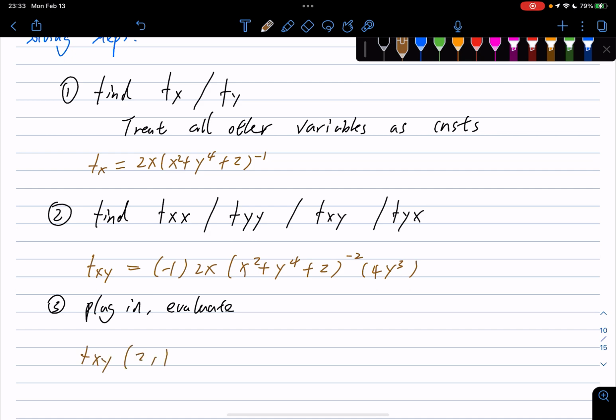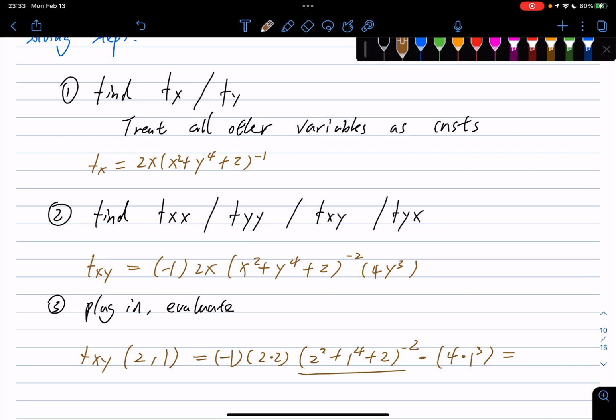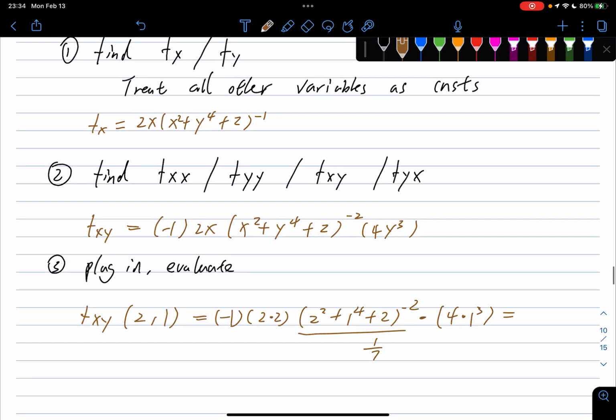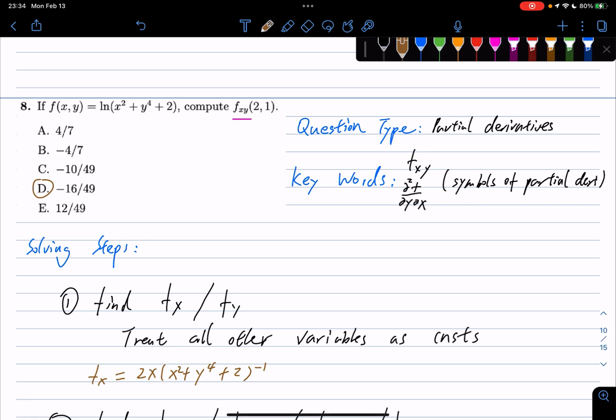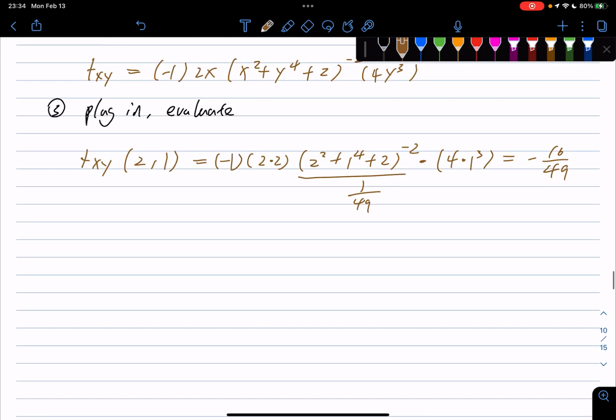f_xy at (2, 1), that's the point of interest from the problem, equals negative 1 times 2 times 2 times (2 squared plus 1 to the fourth plus 2) to the minus 2 power, times 4 times 1 cubed. This whole thing inside is 7, and 7 to the negative 2 power is 1 over 49. And then the numerator is going to be negative 16. So we're going to have negative 16 over 49. Easy peasy. Answer choice is D.